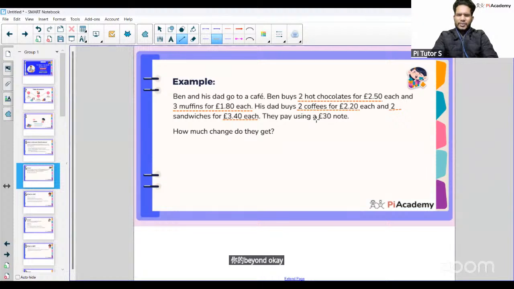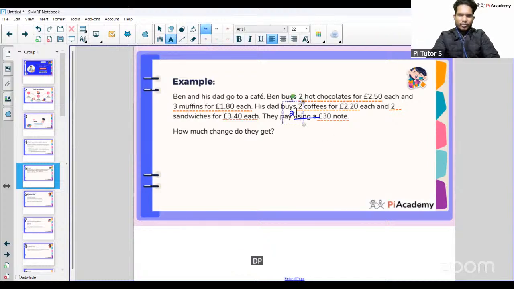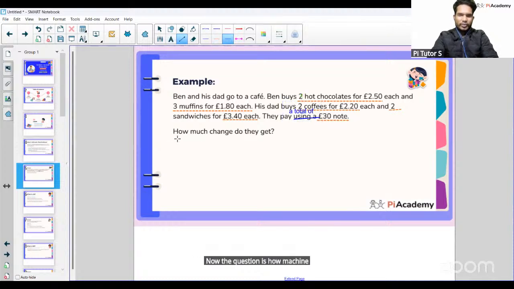Okay, this must be a 20-pound note followed by a 10-pound note. So they pay overall 30 pounds. Okay, so let's just make this slight update. They pay a total of 30 pounds. Now the question is, how much change do they get?